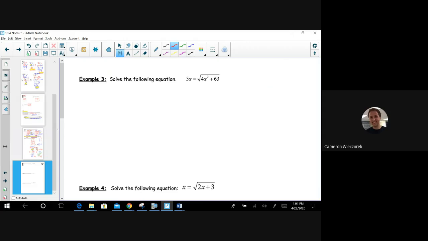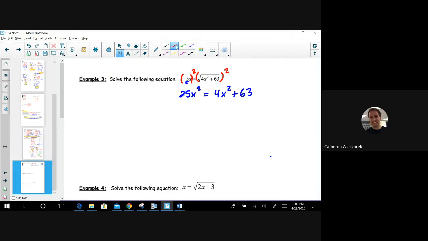First thing I want to make sure I have is the radical is by itself. Is there anything blocking the radical outside? And in this one, there isn't. So all I'm going to do is square both sides to get rid of that rad. Notice I'm not just squaring the x this time. I have to square the 5 also. So I'm going to get 25x squared instead of 5x squared equals, and the rad will go away now. I'm just going to get what's underneath, 4x squared plus 63.